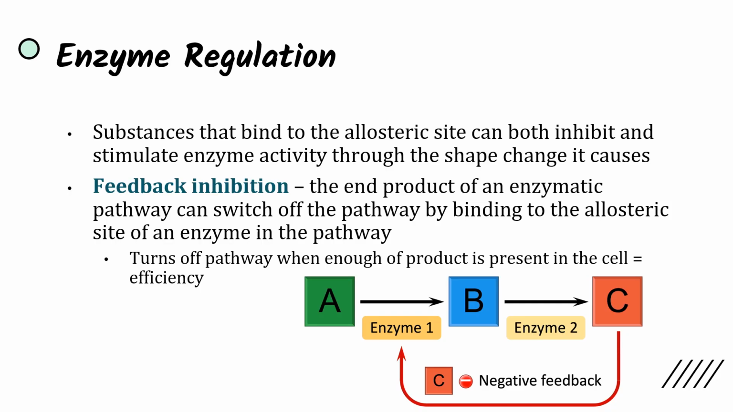So within this enzymatic pathway, where C is going to be the final product, C can then be the inhibitor for enzyme 1, and C can bind to the allosteric site of enzyme 1, causing a shape change which prevents enzyme 1 from turning reactant A into B, which is then going to turn off this whole enzymatic pathway. And C is only going to do this once the cell realizes that, hey, we've got enough of you in here, we don't need any more, and that way the cell is able to then save energy by not making more than what it needs.